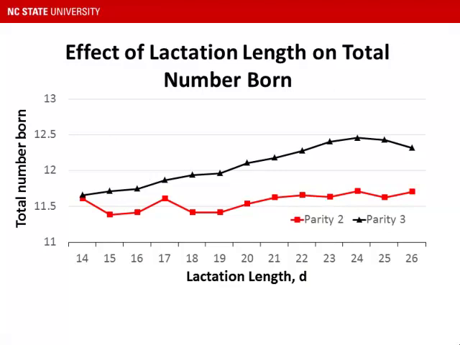So we also calculated some regression estimates in SAS. This graph shows the average total number born of the subsequent litter for sows with varying lactation lengths. A 1-day increase in lactation length led to a 0.045 piglet increase in total number born for parity 1 sows and a 0.073 increase in piglets for parity 2+ sows.